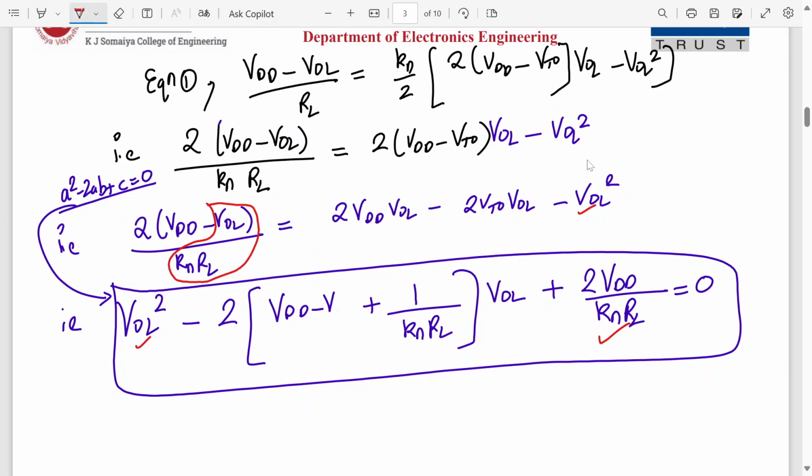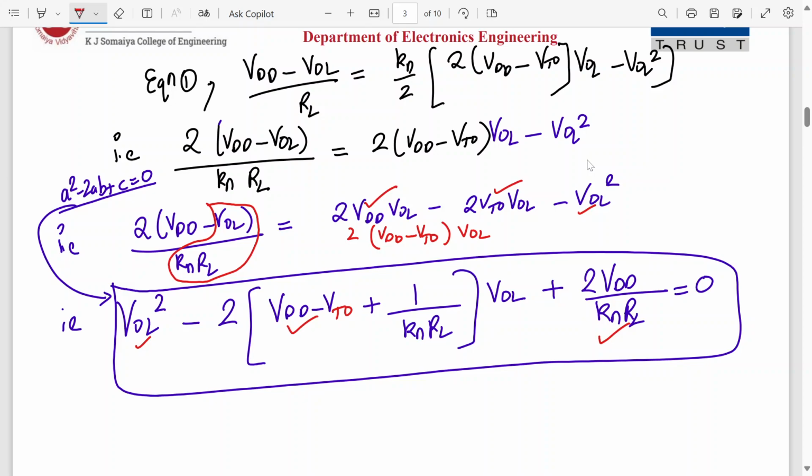Here it is VTO. So here you take twice VDD into VOL. Yeah, twice VTO. VDD minus VTO into VOL. So this twice has come, VDD minus VTO. This is correct. And here it is minus sign over already present, so it will be plus 1 upon Kn into RL. So VOL will take it out. Now all the terms are satisfied. Yeah, it's correct. Are you understanding?